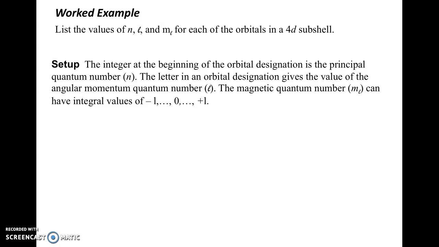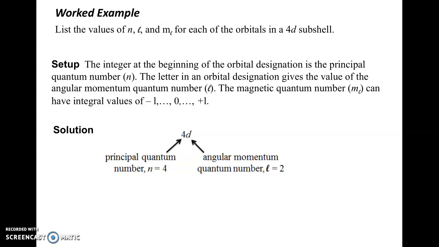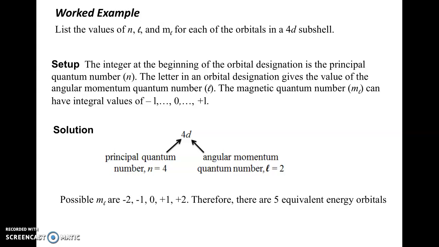And that letter tells you what kind of orbital it is, and that's going to tell you what the L is. So in this case, 4D says it's a principal quantum number of 4, and since it's a D, that angular momentum quantum number equals 2. Remember, if L equals 0, it's spherical. If L equals 1, it's a P. And if L equals 2, it's a D. The possible m sub l's, meaning there's 5 equivalent d orbitals, are -2, -1, 0, +1, and +2.